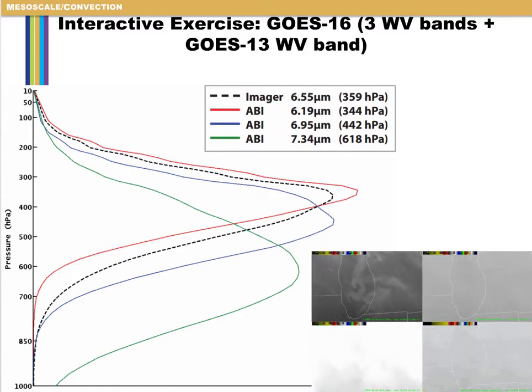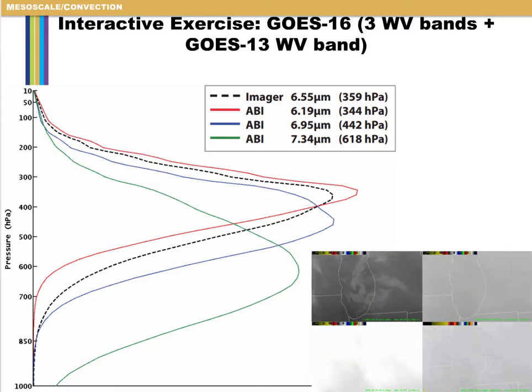Recall the earlier training module that's part of the satellite foundational course on the water vapor bands. The water vapor band that sees lowest in altitude is at 7.3 microns, while the band that sees the highest is at 6.2 microns. This is an application of knowledge of weighting function profiles for the various water vapor bands.